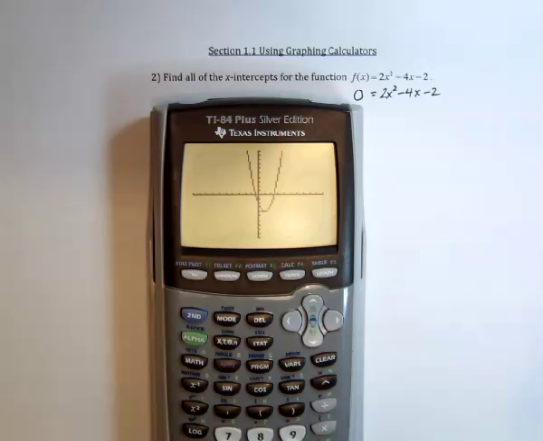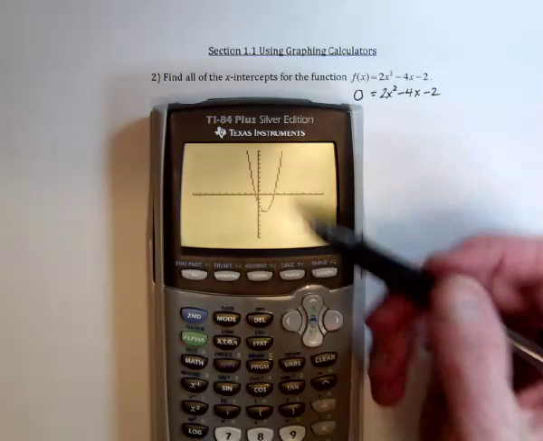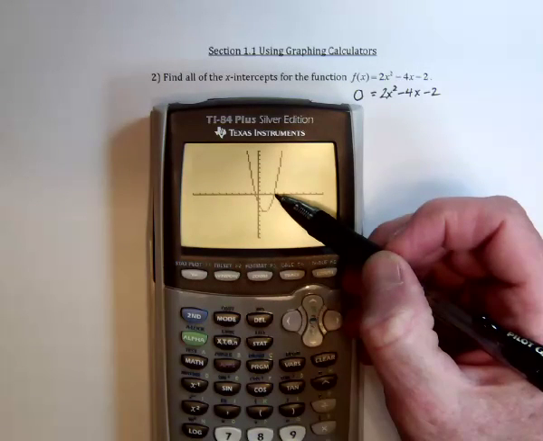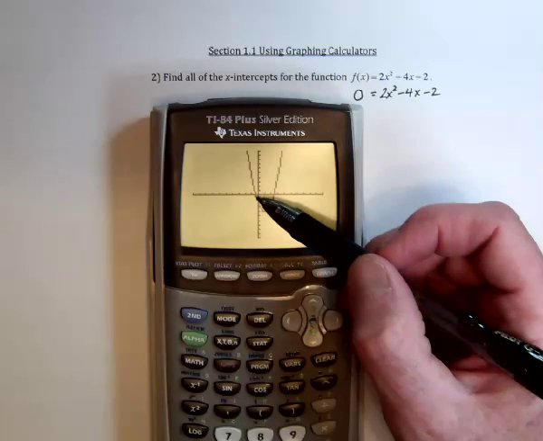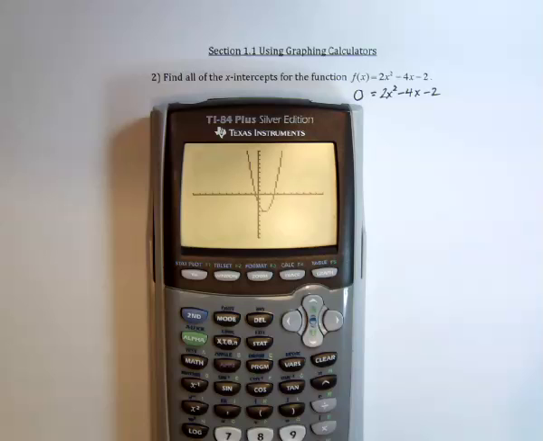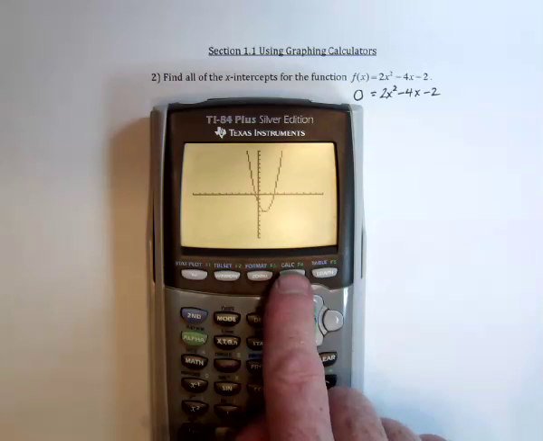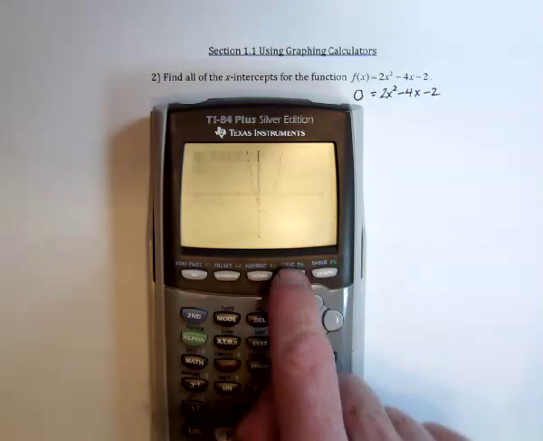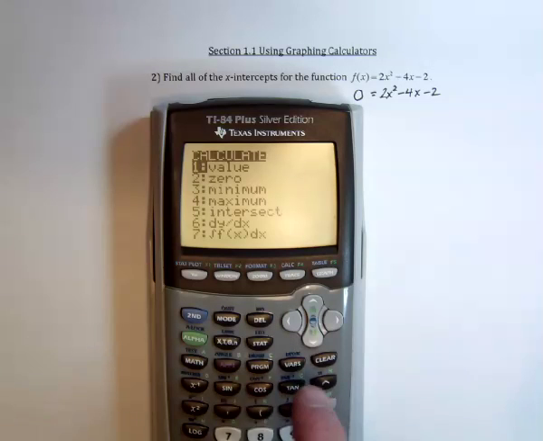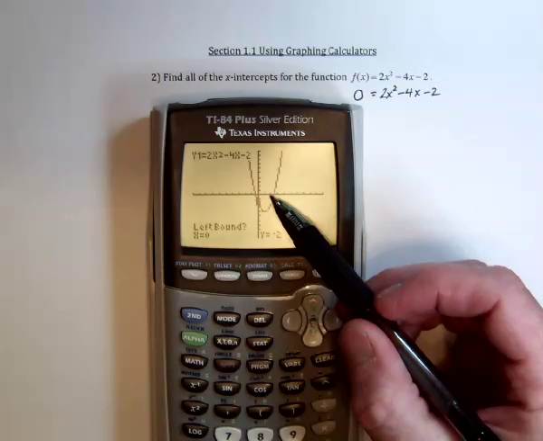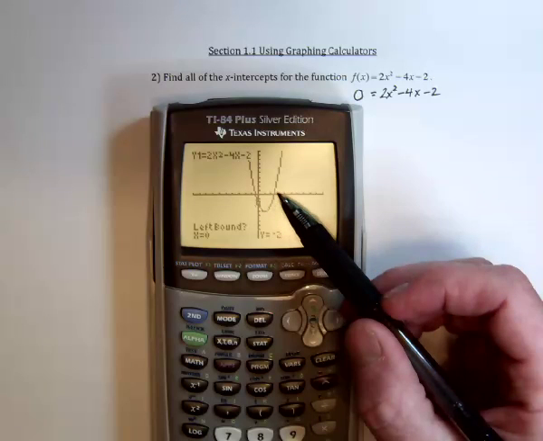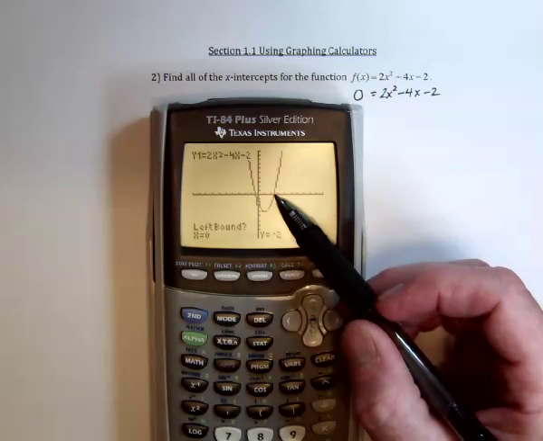There's the parabola. There are two places where it crosses the x-axis, right here at about 2.5 and right here at about negative 0.5. To find those values exactly, we're going to use calculate, second calculate, and it's number 2 that we're going to be working with, the 0. Now what we need to do is pick a value just a little bit to the left, pick a value a little bit to the right, and then a guess.